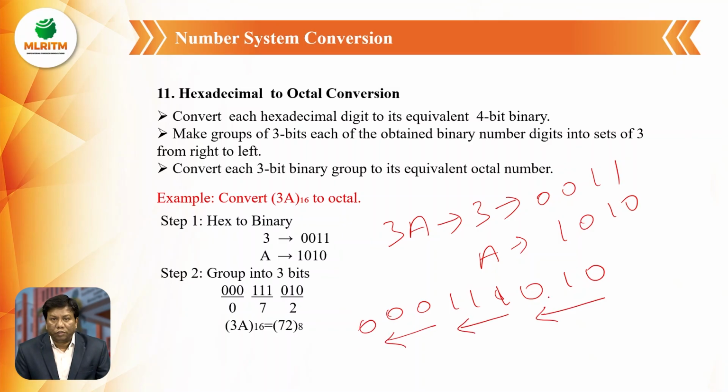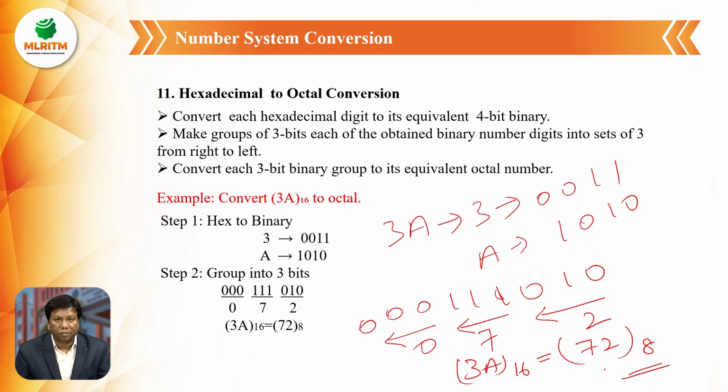Then 010 can be written in decimal as 2, 111 can be written in decimal as 7, and 000 will be 0 only. Then the final result for 3A to the base 16 is equal to 72 to the base 8. That is the final result for hexadecimal to octal conversion.